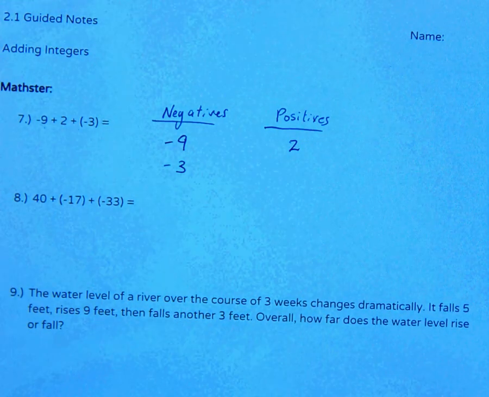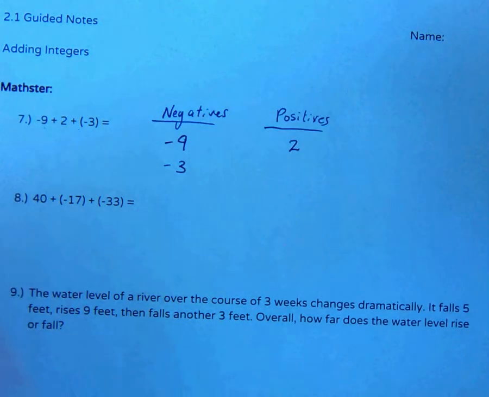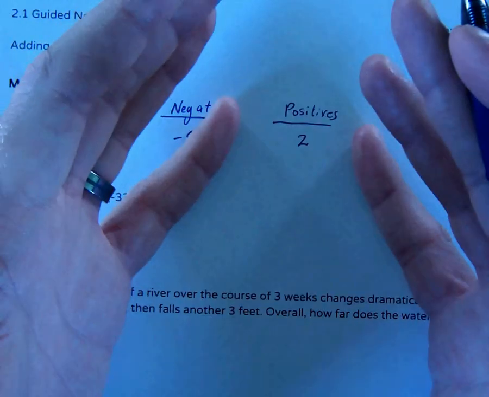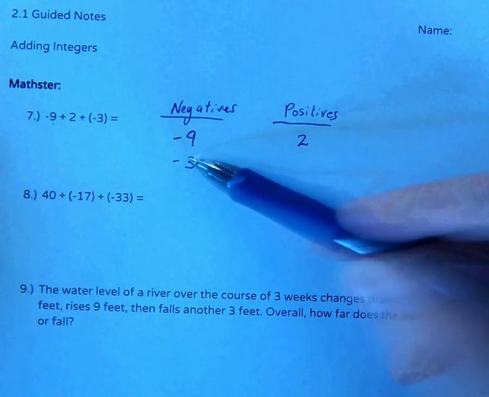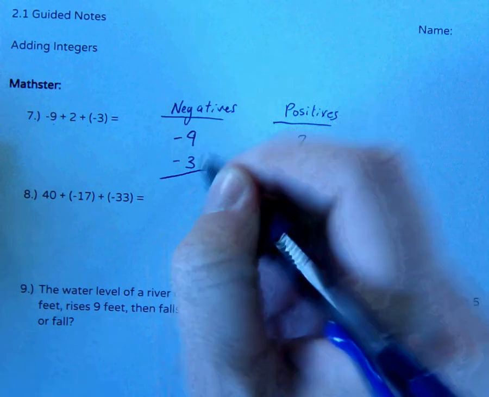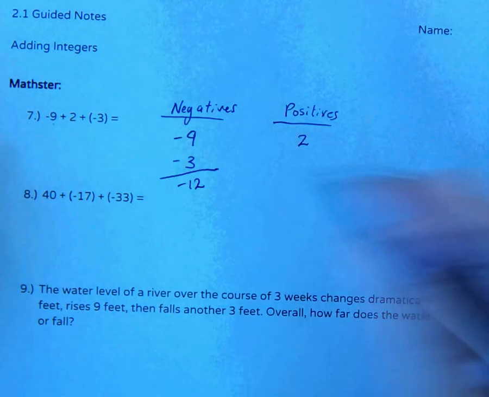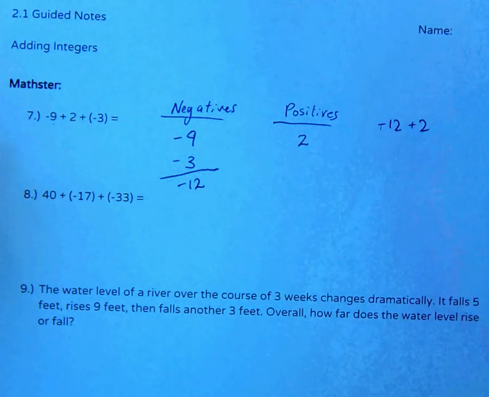So I'm still going to combine all of these numbers. But like the first page, I'm basically making it a little simpler. I'm doing one problem with whatever has the same sign, and then I'm going to do another problem when I combine everything together. If they're the same sign, they just add like normal. This would be like 9 plus 3, which is negative 12. Now my problem becomes negative 12 plus 2.